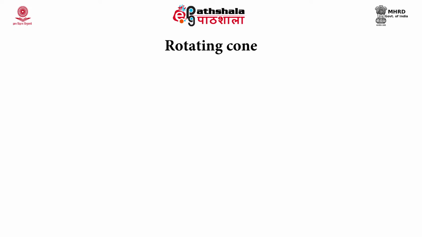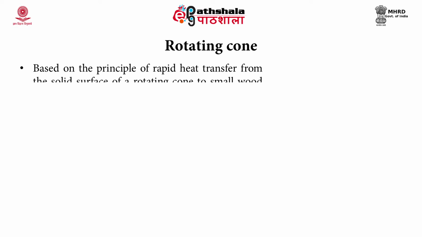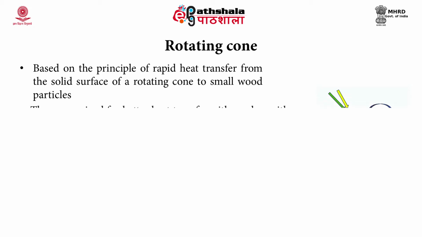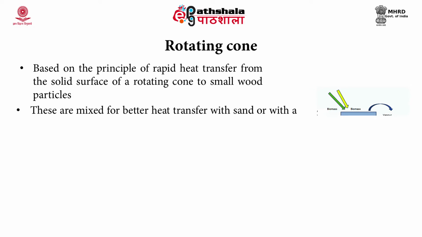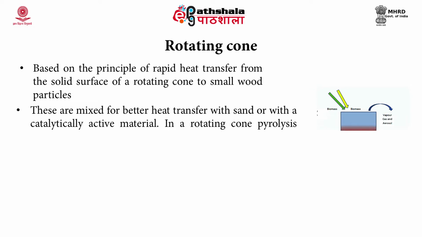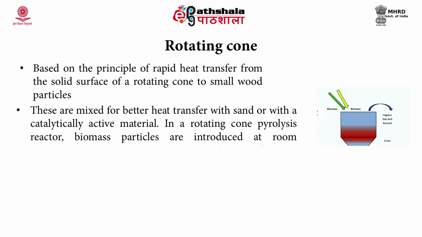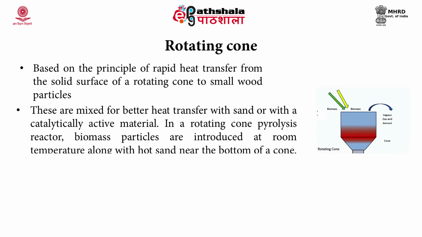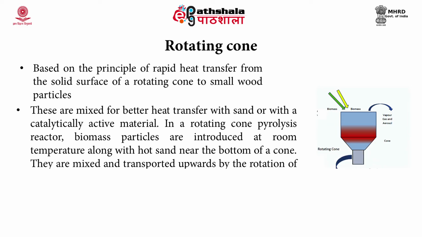The next type is the rotating cone. The basic principle of this process is rapid heat transfer from the solid surface of a rotating cone to small wood particles. These are mixed for better heat transfer with sand or with a catalytically active material. In a rotating cone pyrolysis reactor, the biomass particles are introduced at room temperature along with hot sand near the bottom of a cone. They are mixed and transported upwards by the rotation of the cone.